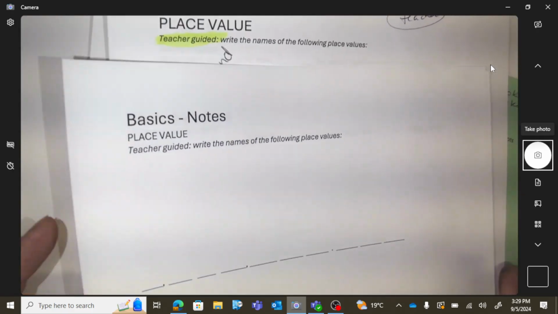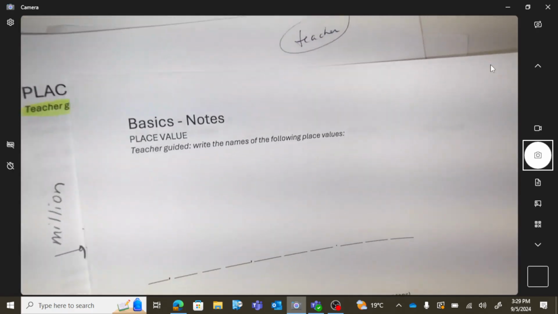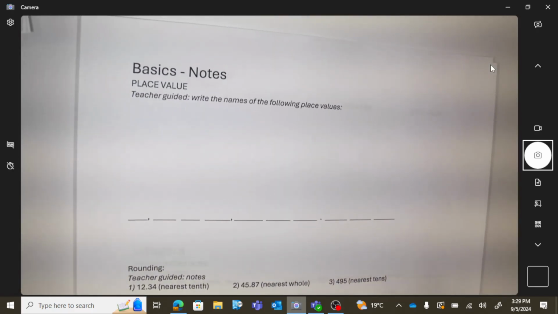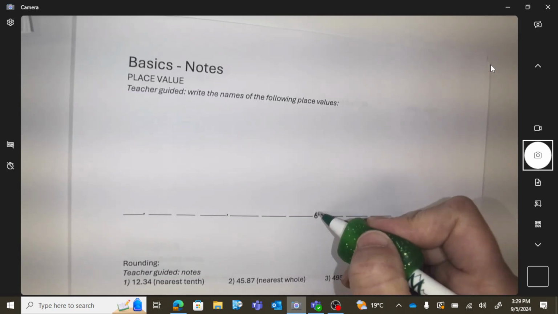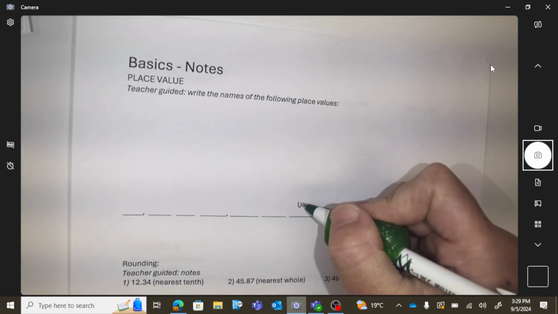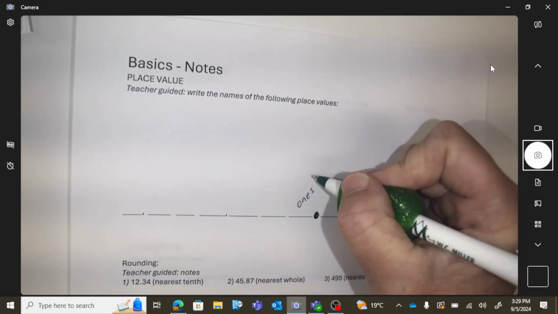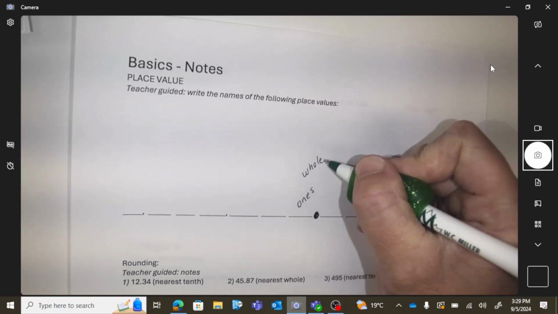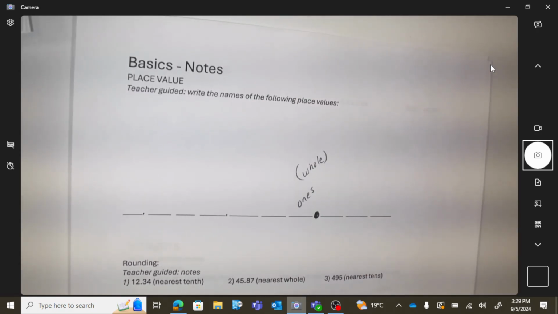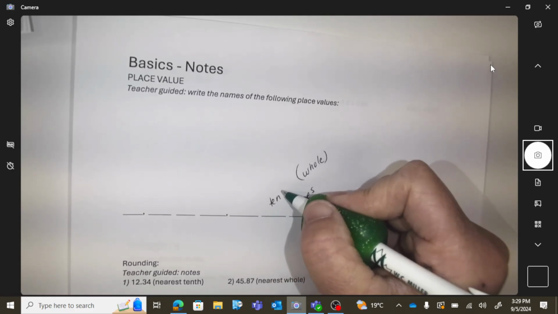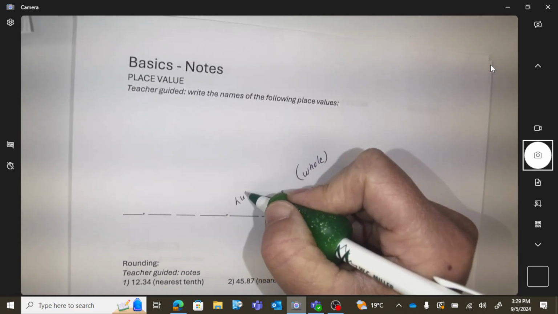Okay, with the basics to review from grade 8. So first we're going to do place value. So we're going to start at the decimal. So right here, right beside the decimal is your ones, or sometimes we refer to it as the whole, if you were to go to a whole number. Then the next we have is tens, then hundreds.